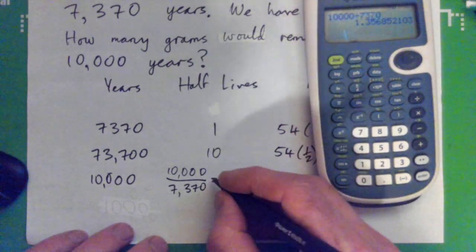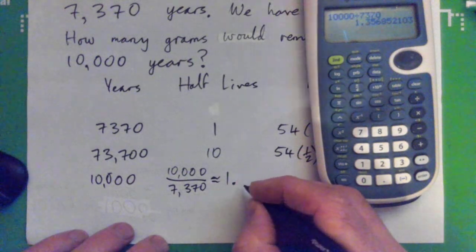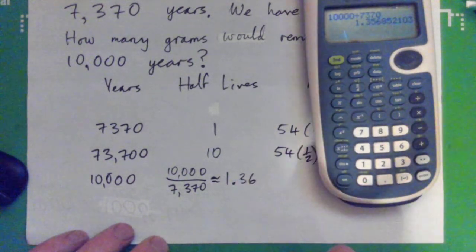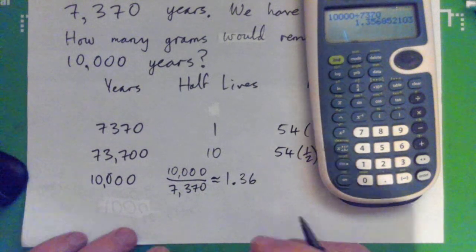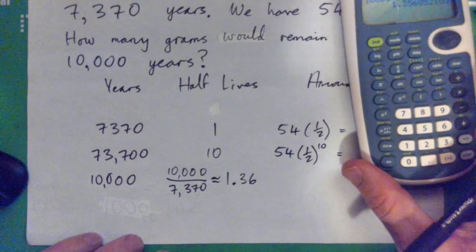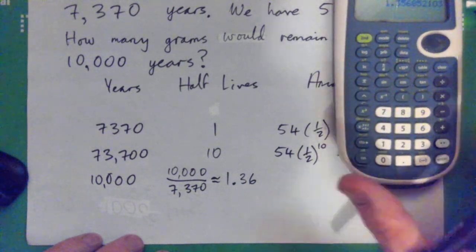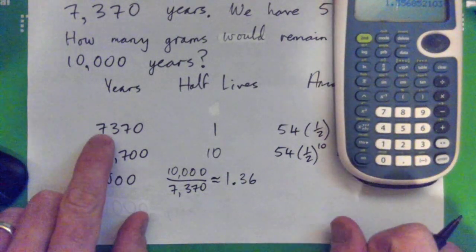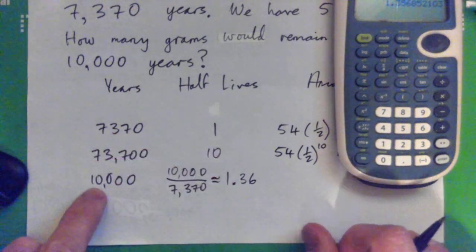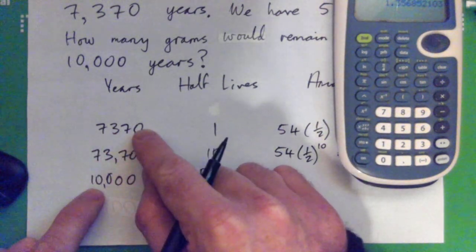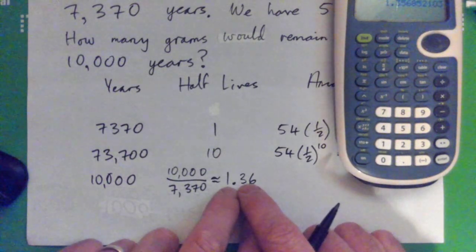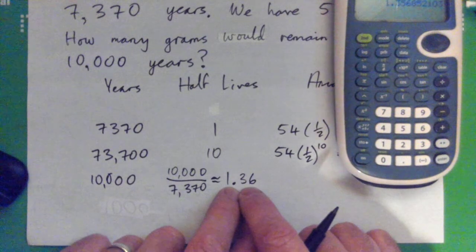I'm just going to say it's roughly 1.36. I'll just round it. It's all just a bit of an estimate. We'll be a little bit off, but not too bad. But I hope this makes sense, because 7,300-something years is one half-life, so 10,000 is just a little bit more than 7,000. So I hope it makes sense that your half-lives is about 1 point something. Does that make sense at least?